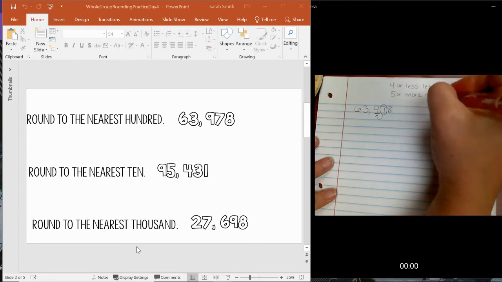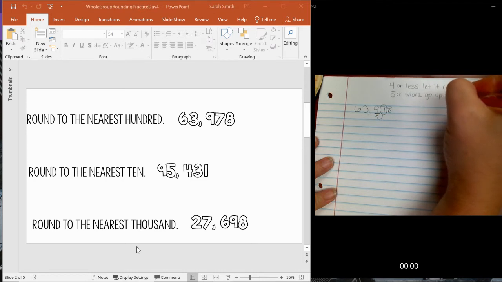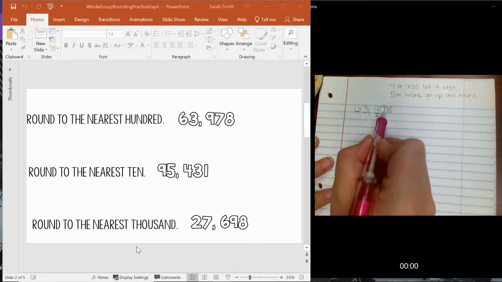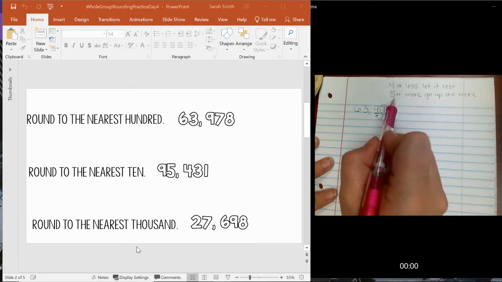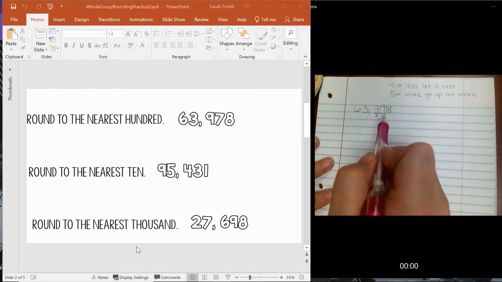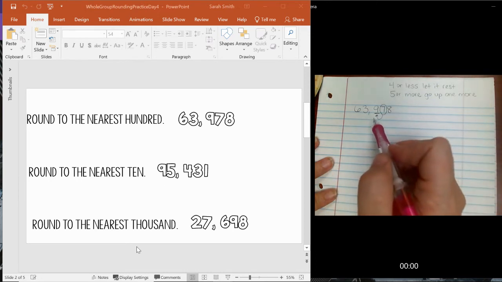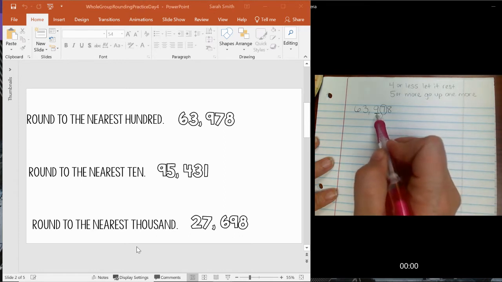go up 1 more. Okay, so what that means in this case, since this number is 7, that means 7 is more than 5. 5 or more, go up 1 more. So we know that that 7 is more than 5, so it's going to make this 9. We're going to swoop to the left, and it's going to make that 9 go up 1 more.